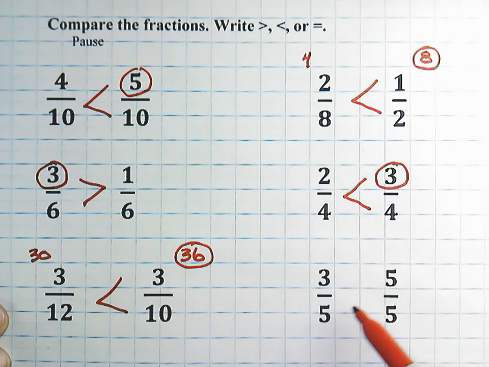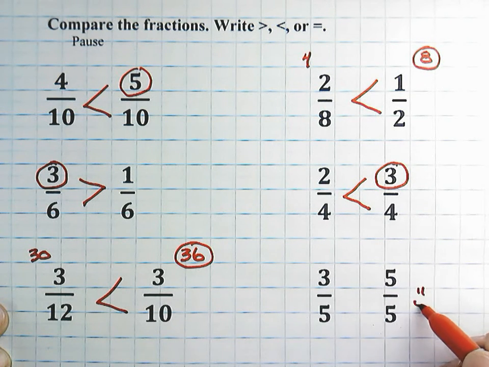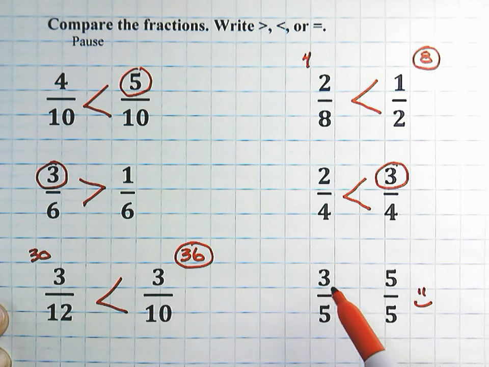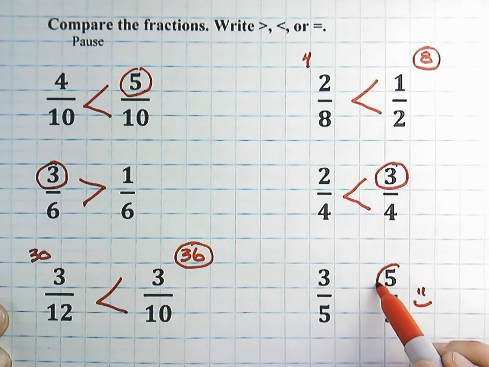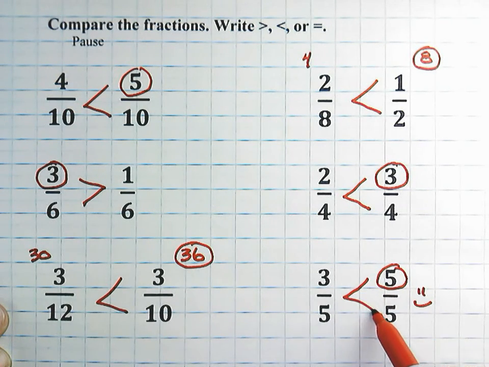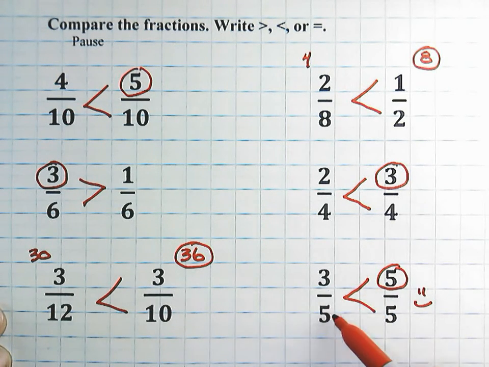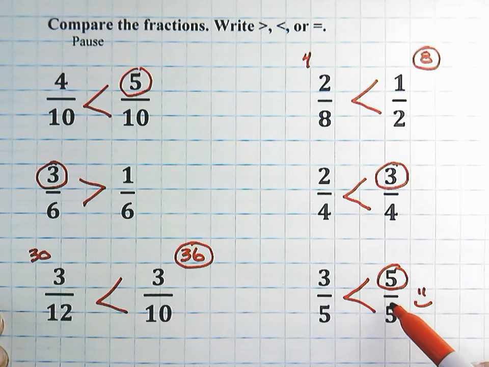Last, 3/5 compared to 5/5. Apples to apples, yes, we can use our like denominator strategy. 3 compared to 5, and 5 is greater. And we would read this as 3/5 is less than 5/5.